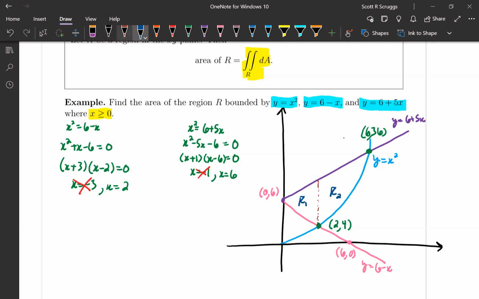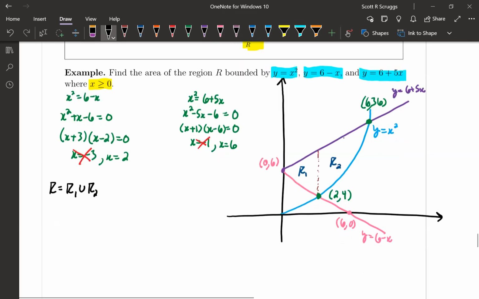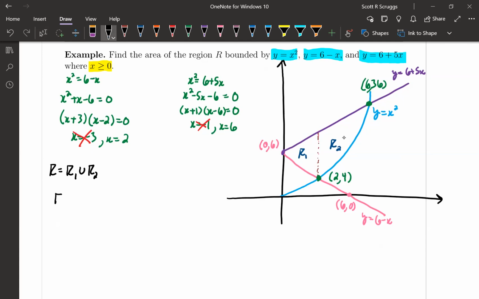So because that is occurring, when that occurs, I'm going to denote that region R as a union of two different subregions. And so let's do that first for both R1 and then for R2.